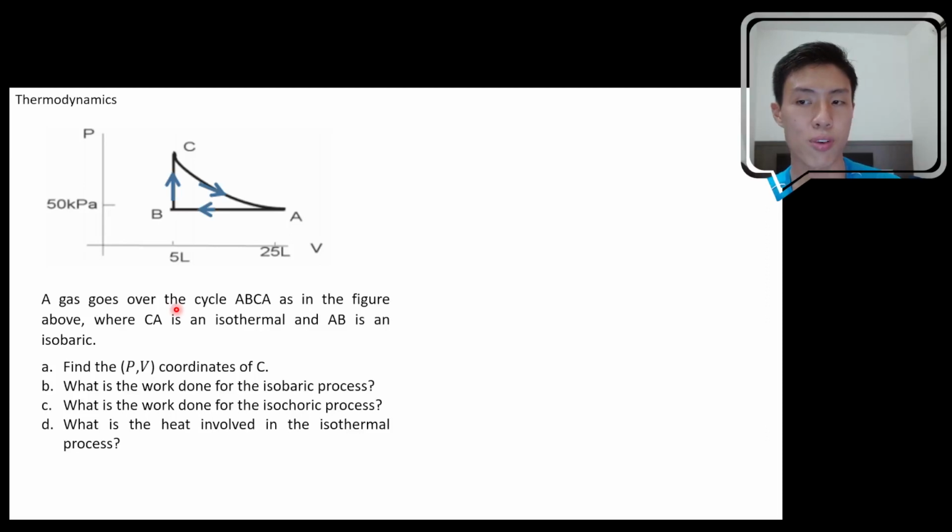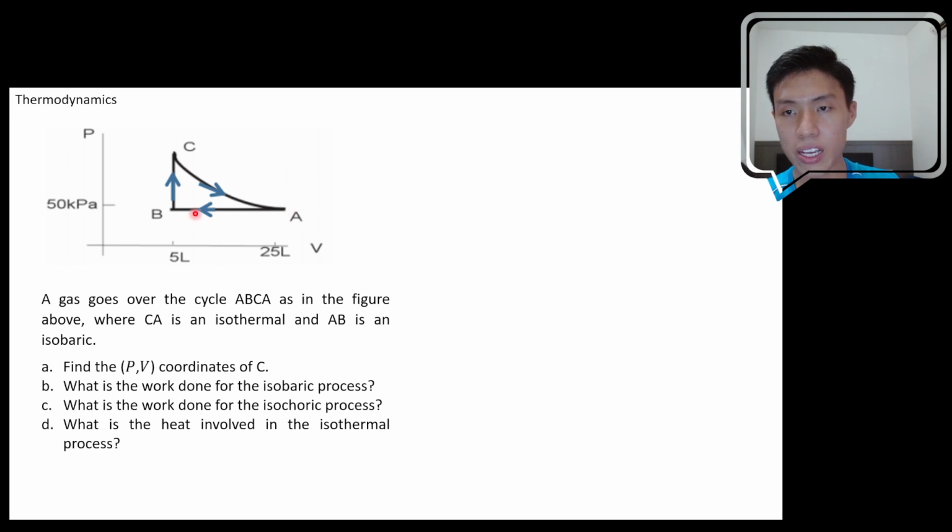Let's try to solve this problem over here. So you have a gas that goes over a cycle of A, B, C, and A as shown in the figure above, where C to A is an isothermal and A to B is an isobaric. So we can go through the process together.